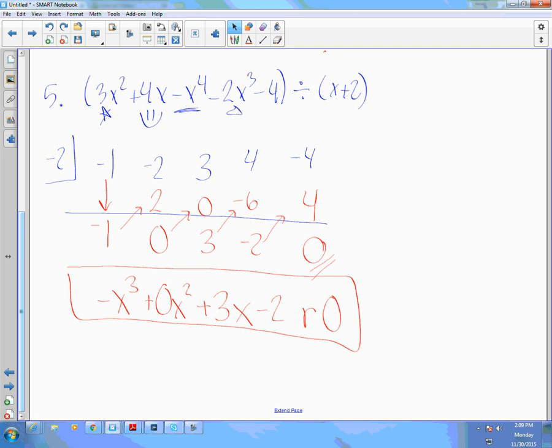I started them off really hard, synthetic division with complex numbers. That was first. It was a little painful, so you guys decided that we would do the easy one first. Ease into it, and next time we do the hard one.